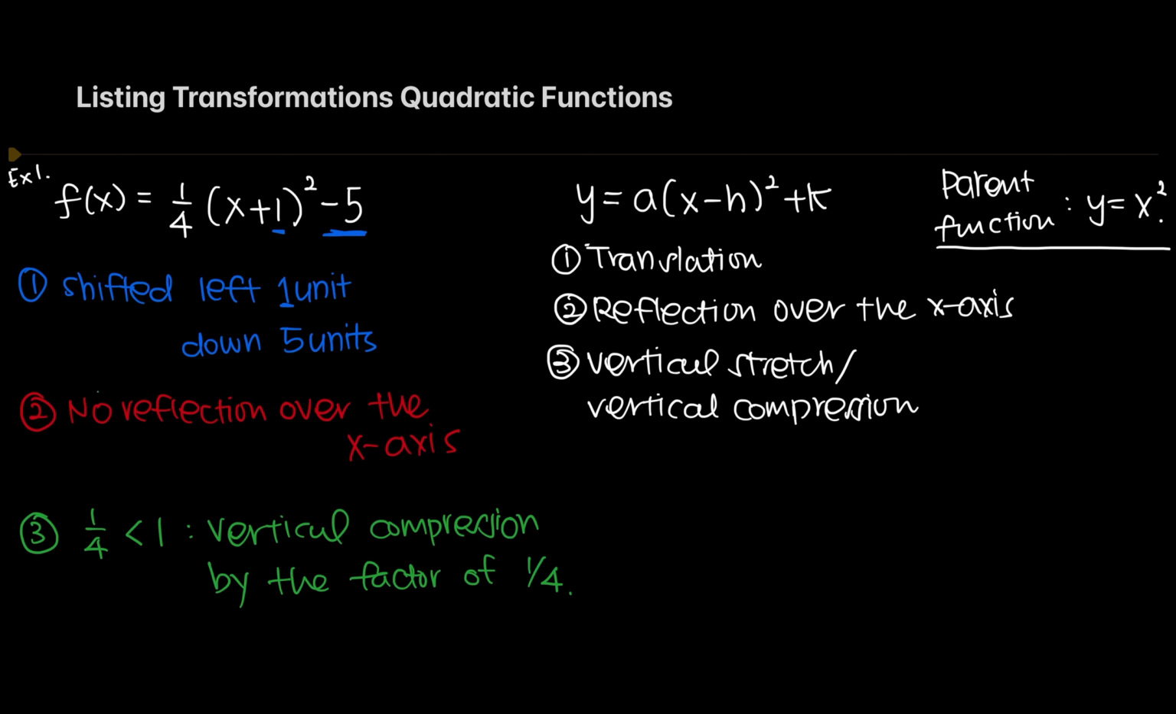Now for number 2 and 3, we used a. For number 2, you're checking if the a is positive or negative. So 1/4 was positive. That's why there was no reflection. If it was negative, then there would be a reflection over the x-axis. And we could do another example.